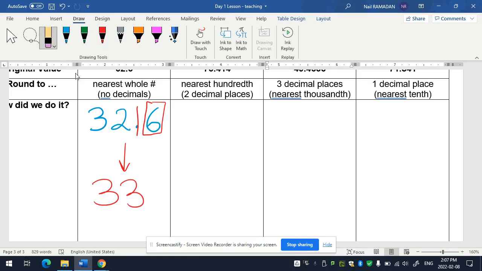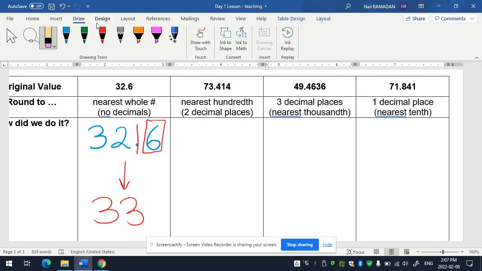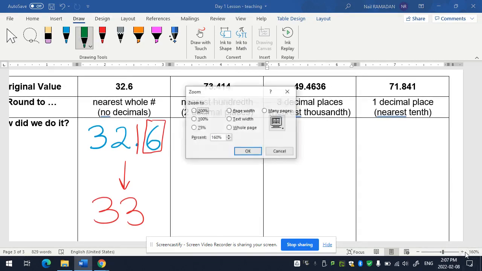33. So if someone says a child weighs 32.6 kilos, you've got to be like, oh, so that's the closest to a whole number, 33 kilos. Done. Okay, next one. What's the number we have? 73. Let me just zoom in.